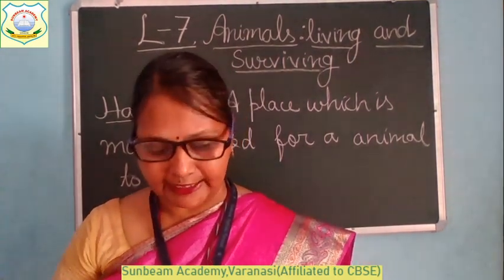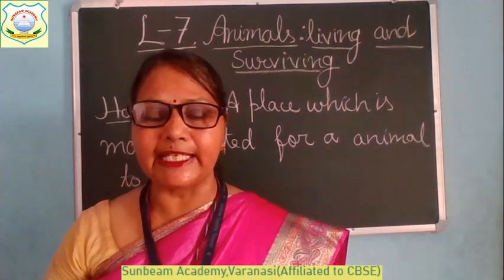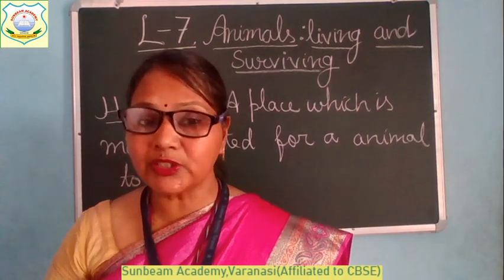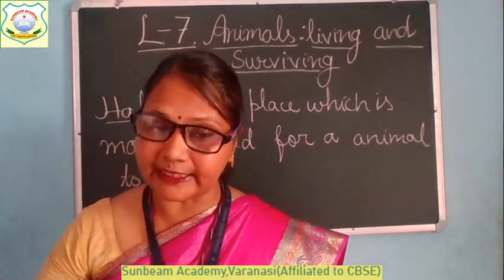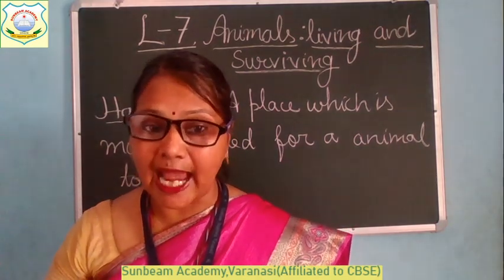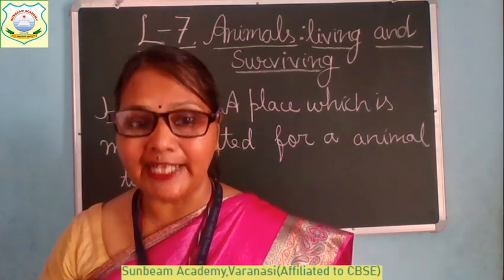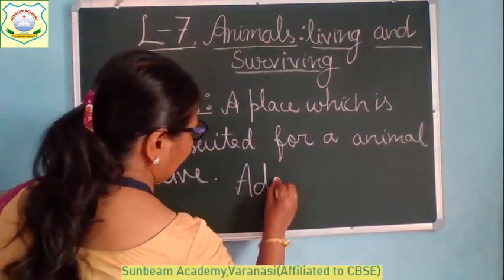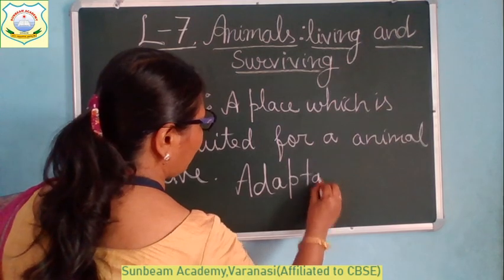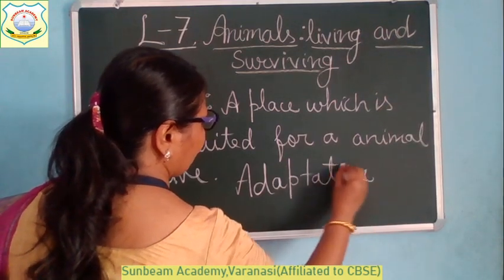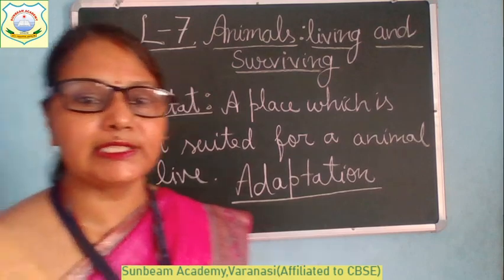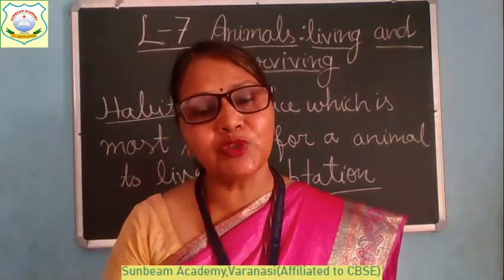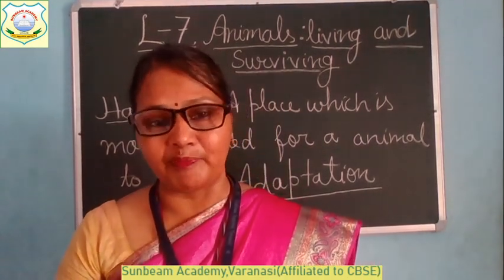And to live on that place, उस place पे रहने के लिए animals have special features. Animals के special features होते हैं. On the basis of those special features, animals can survive in that place. Those special features are called adaptation. What is it called? Adaptation. What is adaptation? Adaptation is the special features which animals have to survive in that place.